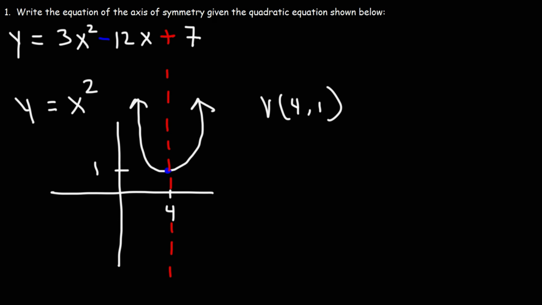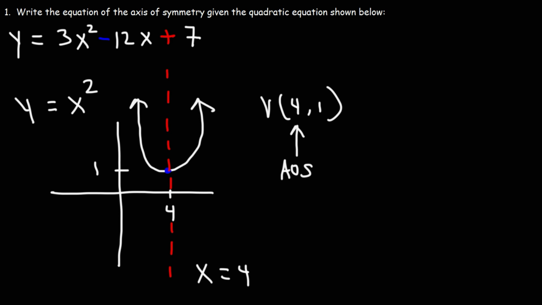Now, because it's a vertical line, it's going to be x equals a certain number. In this case, it's the x coordinate of the vertex. So the axis of symmetry will be x is equal to 4.